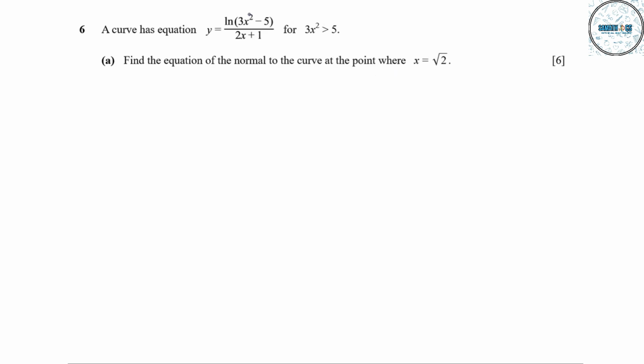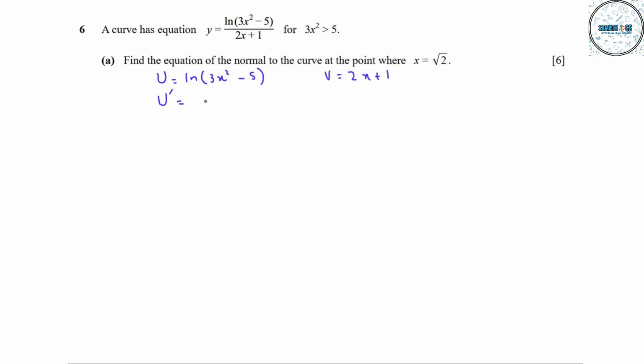First of all, we will differentiate this to find out the gradient, which is dy/dx, and then we will find the equation of the normal. As we know, y = ln(3x² − 5) divided by (2x + 1). So we will consider the numerator as u = ln(3x² − 5) and v as 2x + 1. We will use the quotient rule of differentiation here.